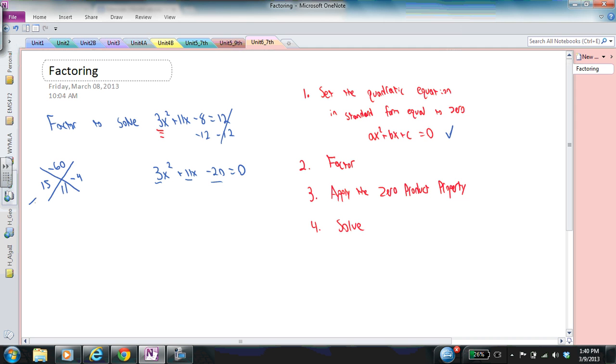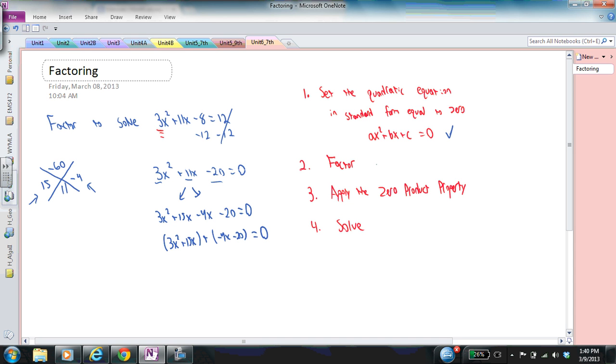So what the 15 and the negative 4 tell me is that I can split this middle term up as 3x squared plus 15x minus 4x minus 20 equals 0. And now I can group pairs of terms. So 3x squared plus 15x plus negative 4x minus 20 equals 0.